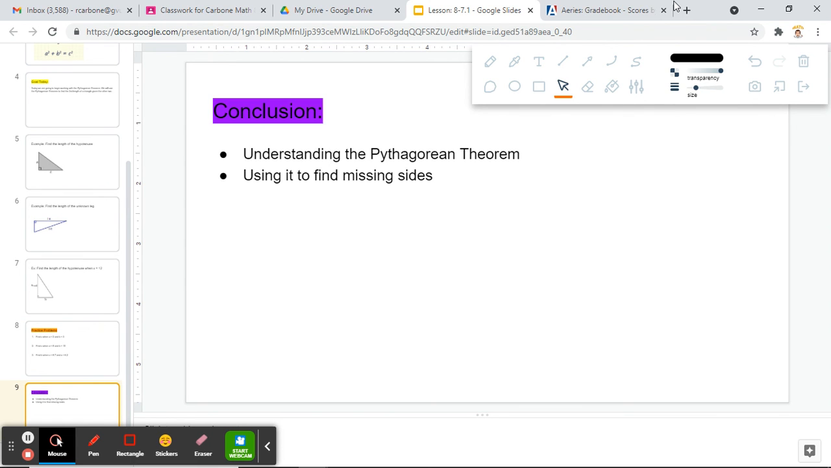Alrighty, so don't forget to write your conclusions, guys. It needs to be 2 complete sentences, not just what I have written here. When I check your notes tomorrow, if we don't have 2 complete sentences, you will not be getting a stamp. So in conclusion, today we learned to understand the Pythagorean theorem, and we used it to find the missing side lengths.